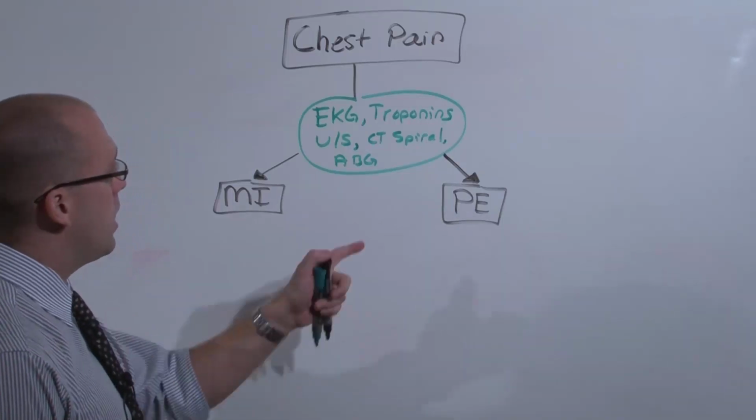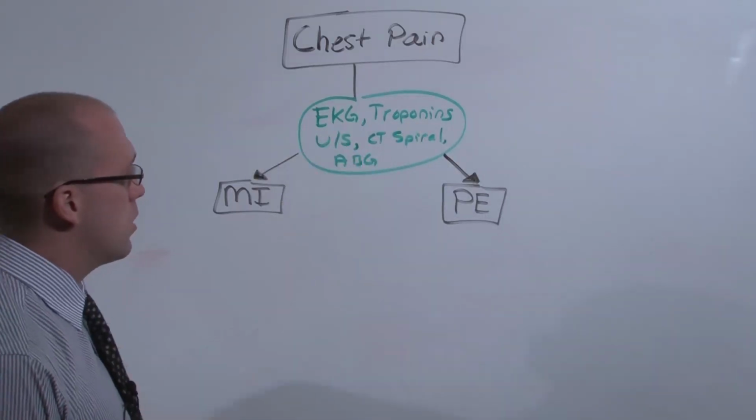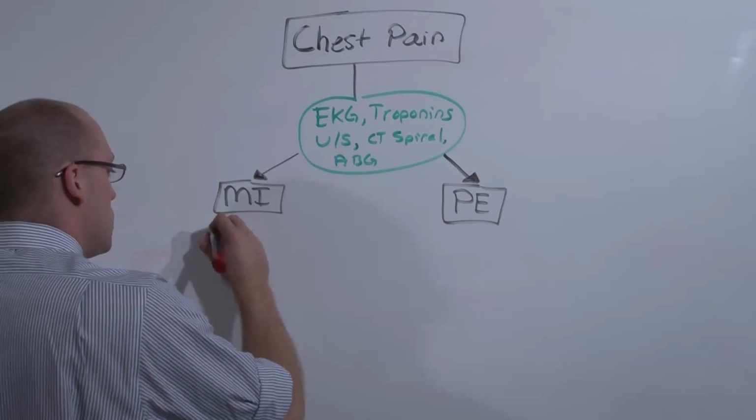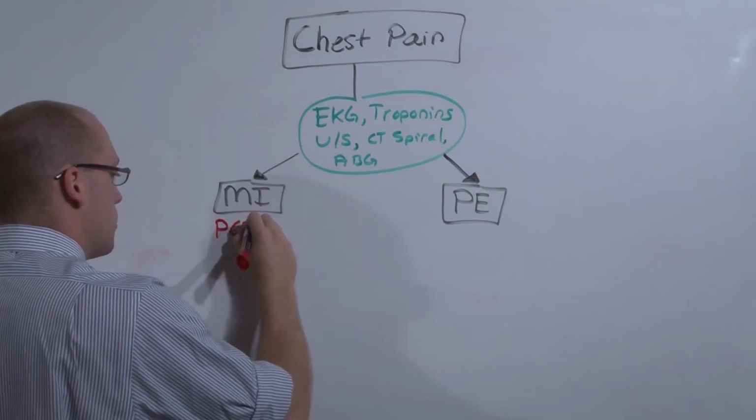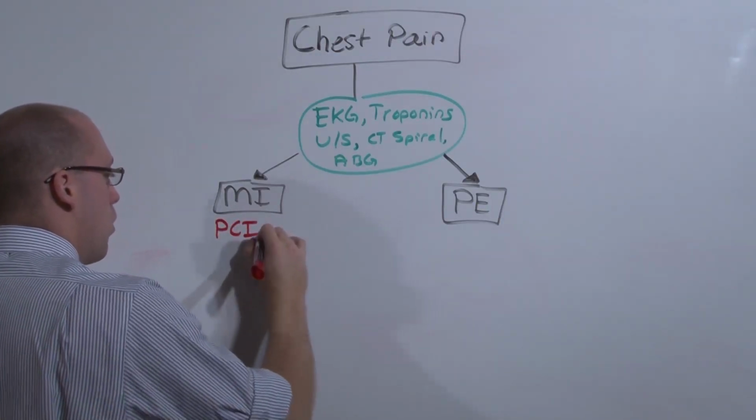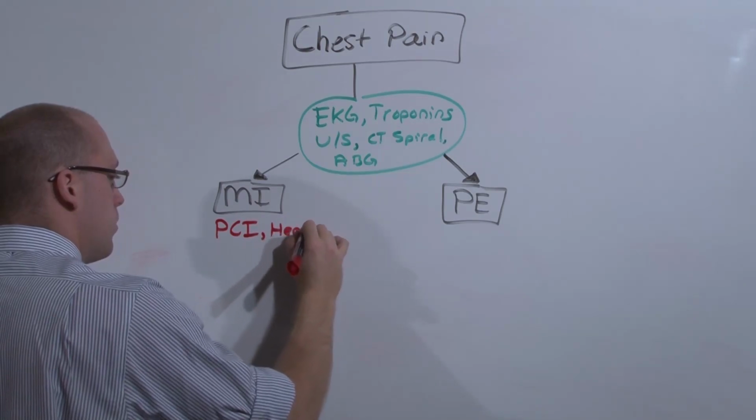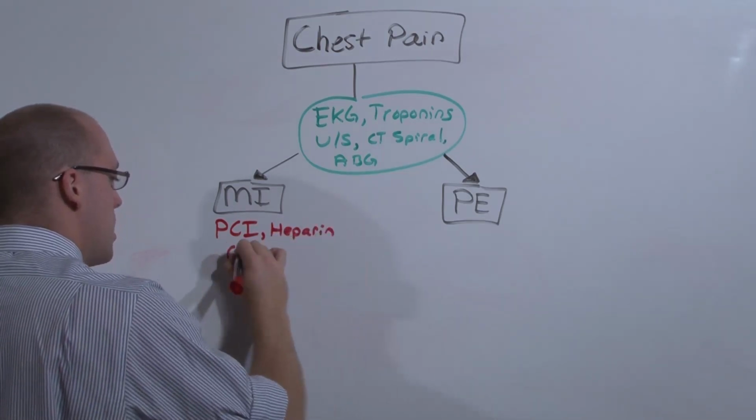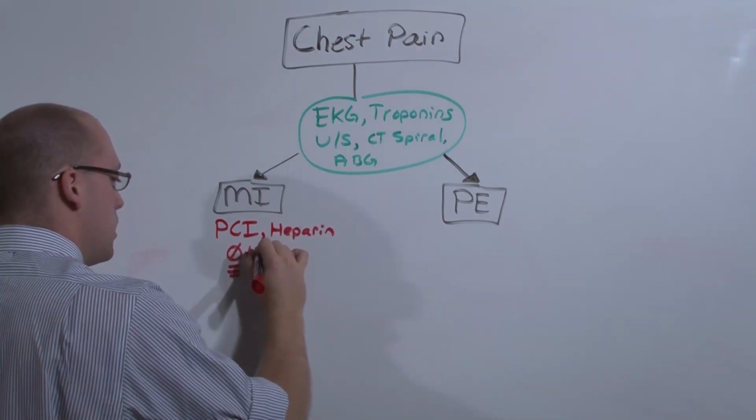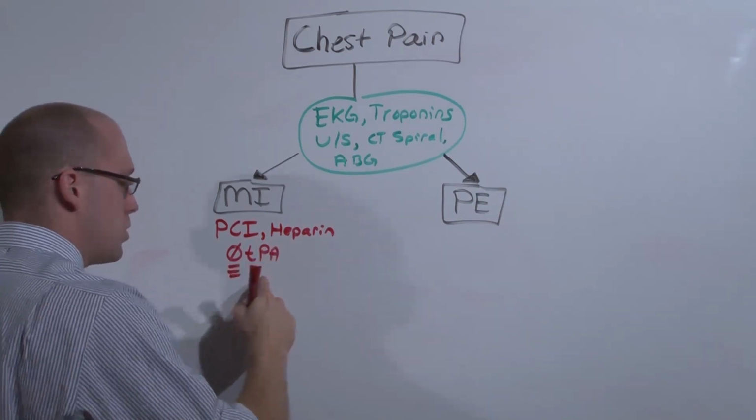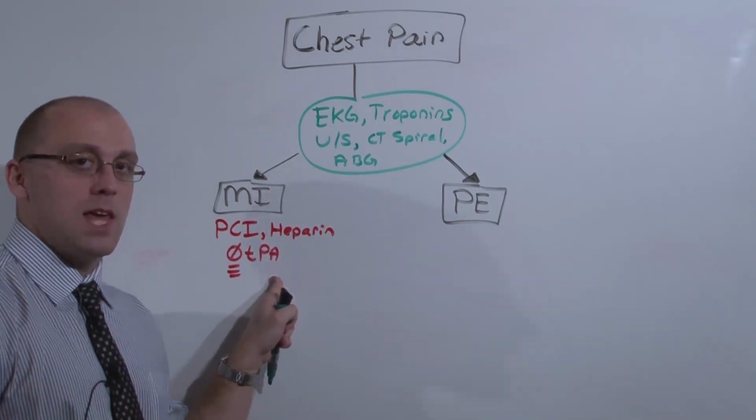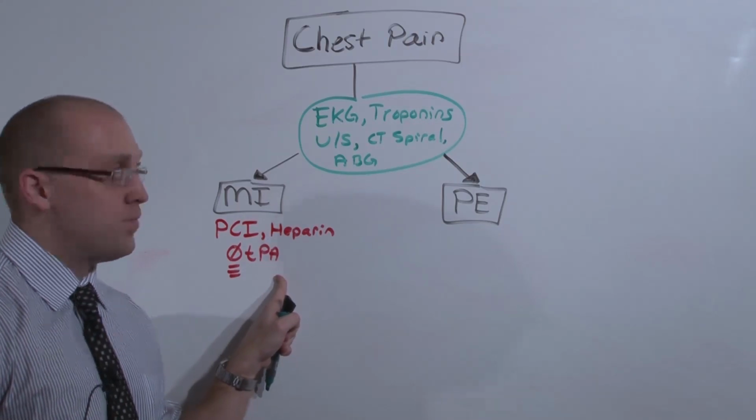If you identify elevations in troponins or ST segment elevations on the EKG, you need to do percutaneous coronary intervention. Give them a stent or heparin. You should never give TPA because they just had surgery. If you give TPA, they will bleed and they will die.